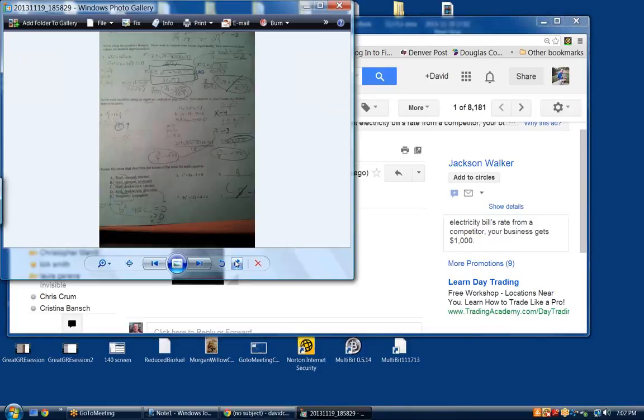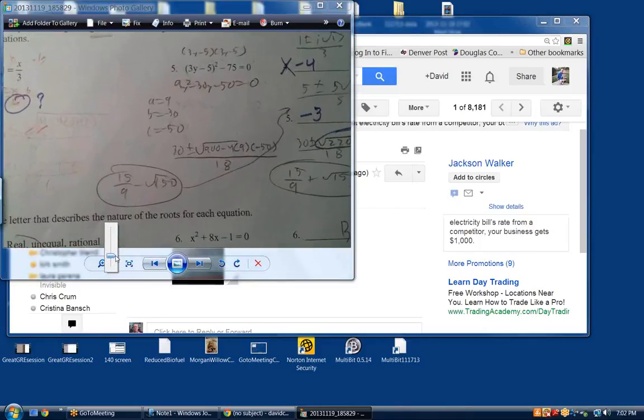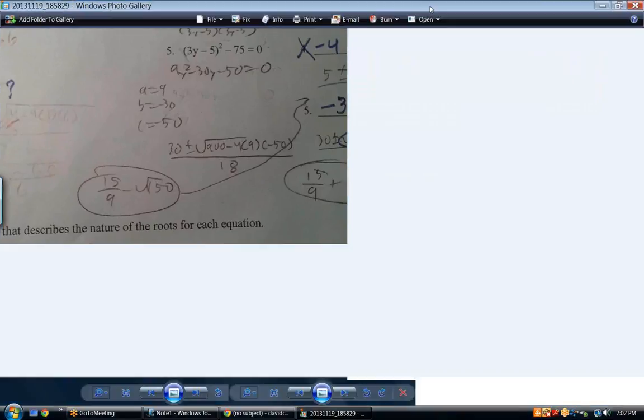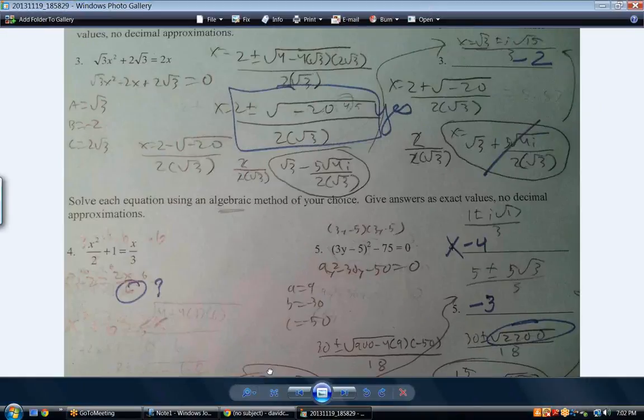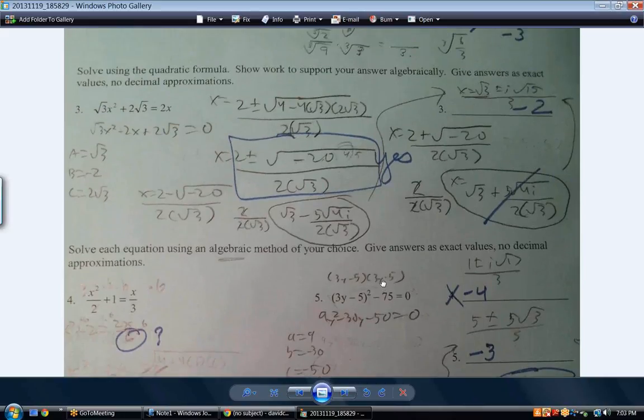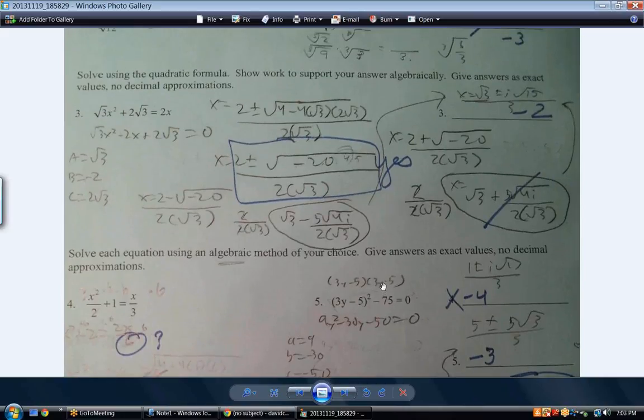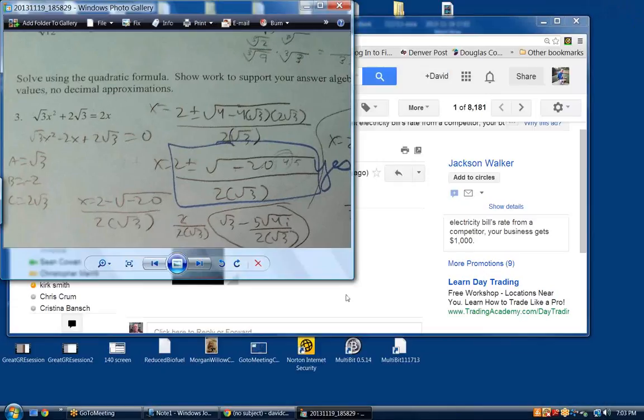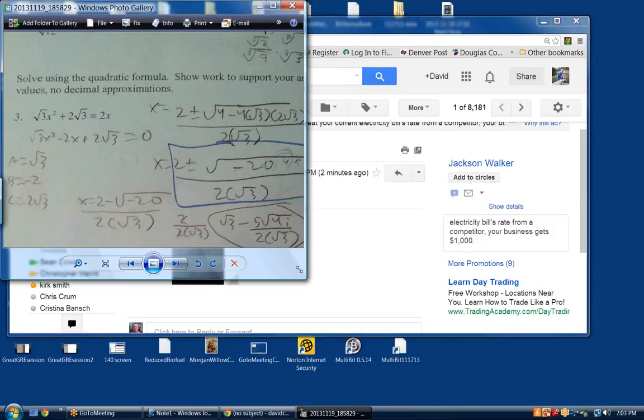Let's see. We got to flip this thing that way. Okay, where do we want to start here? Let's start with number 3. I've already gone over this with my teacher, so some of the handwriting and work is hers, but I'm going over it again just to make sure I have it down. Let's go through it without all of the notes.